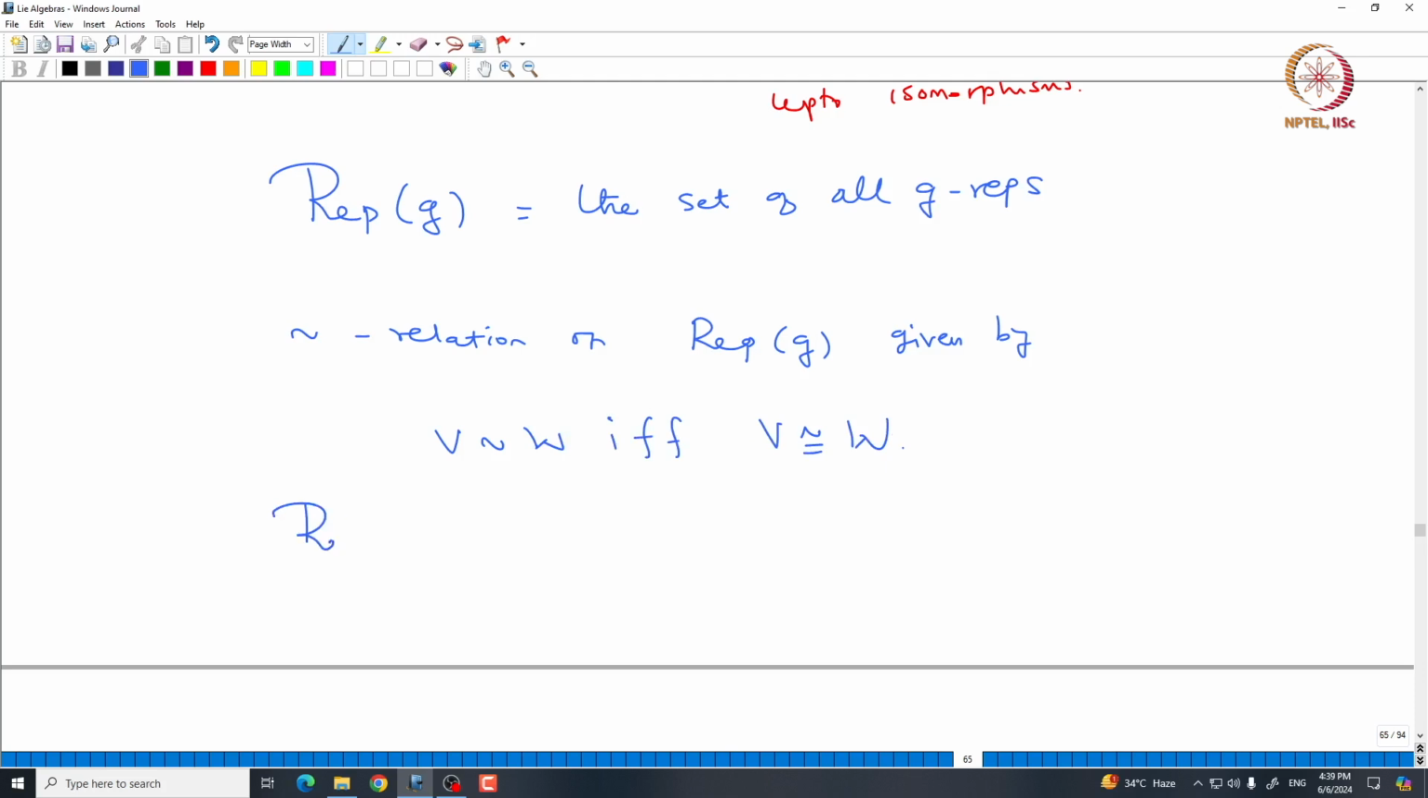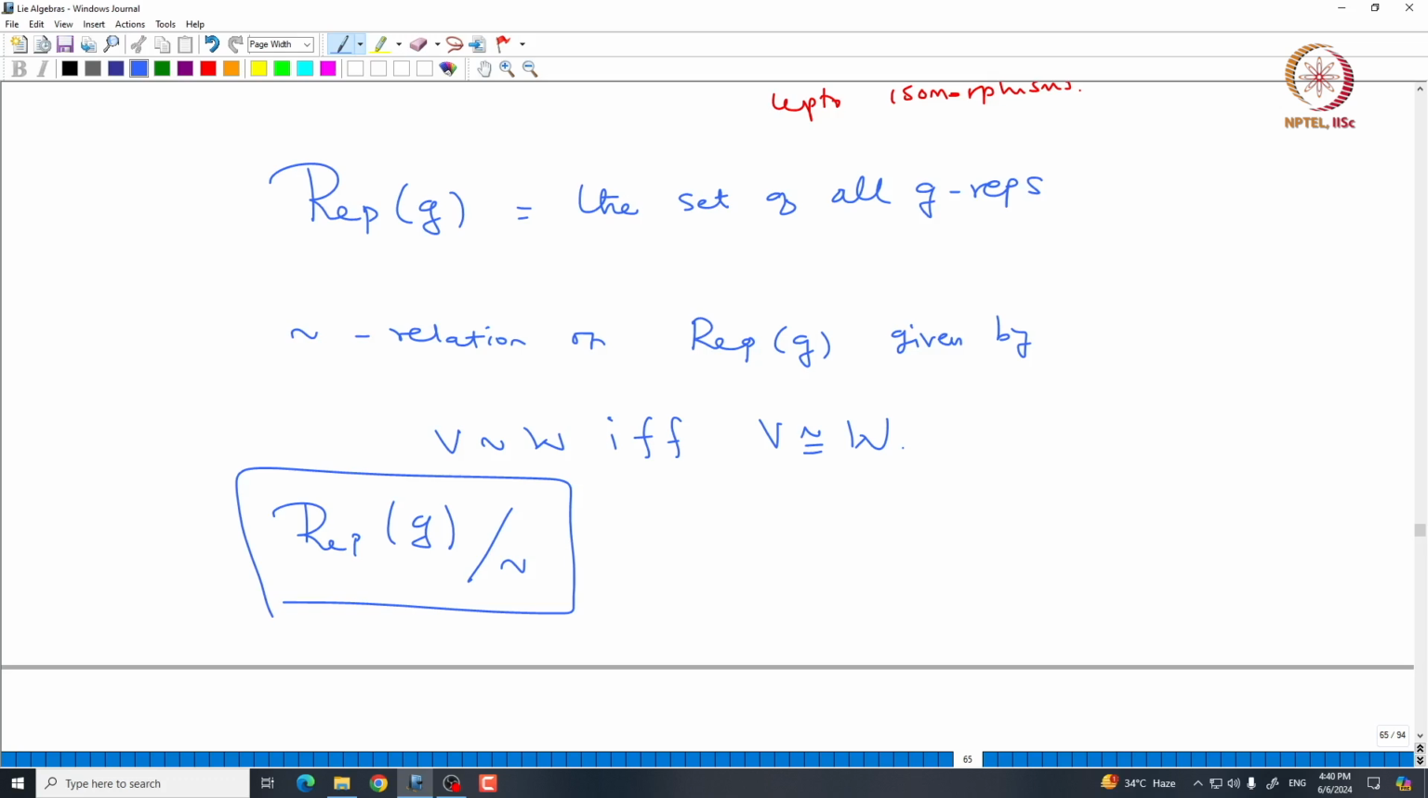Okay. So, now what are we interested in? We are interested in classifying all these representations of G up to isomorphism. That means we want to find representatives of the classes that are there in representations of G. Usually, what is the meaning of this? It means you try to find some parameterizing set, and then we have a one-to-one correspondence between that parameterizing set and this Rep G modulo tilde. So, that is the ultimate aim.